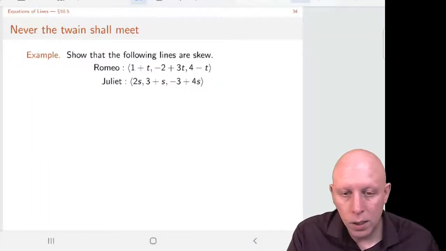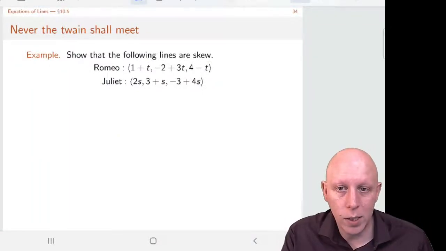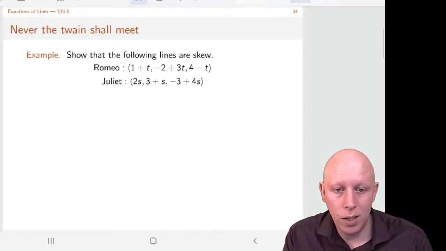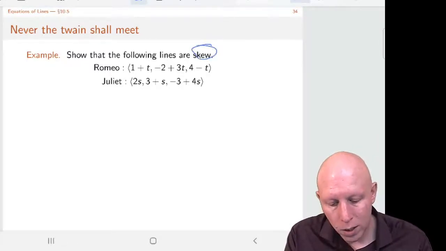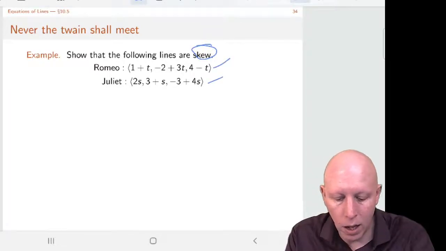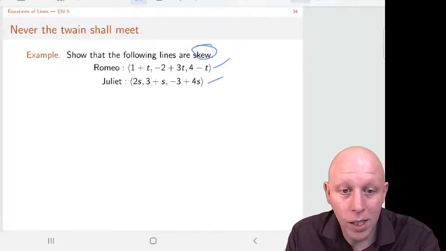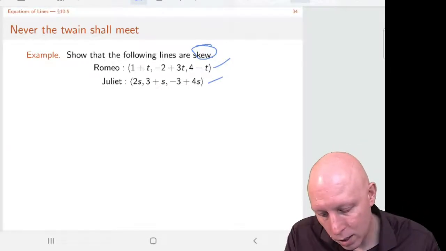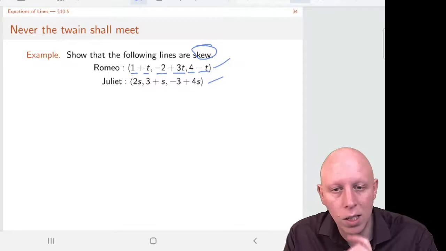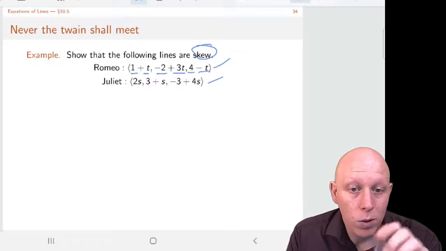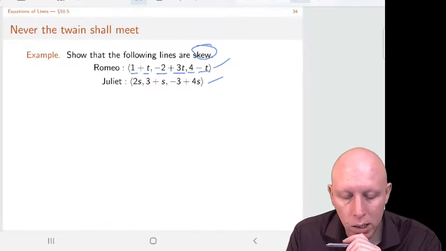All right. So we were talking about lines being parallel, intersecting, or neither. Neither is called skew. So here are two different lines. Remember, you can see that these are lines because they have the form constant plus constant t, constant plus constant t, constant plus constant t. So we know that in both of these cases, these are both lines.